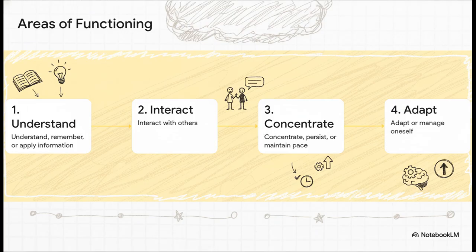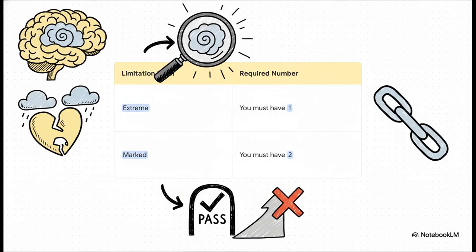They look at your ability to do things like understand and remember instructions, get along with coworkers and the public, stay focused and keep a steady pace, and manage yourself in a workplace. So how do they grade you on those 4 areas? They use 2 key ratings: marked, which basically means you're seriously limited in that area, and extreme, which means you pretty much can't function in that area at all.